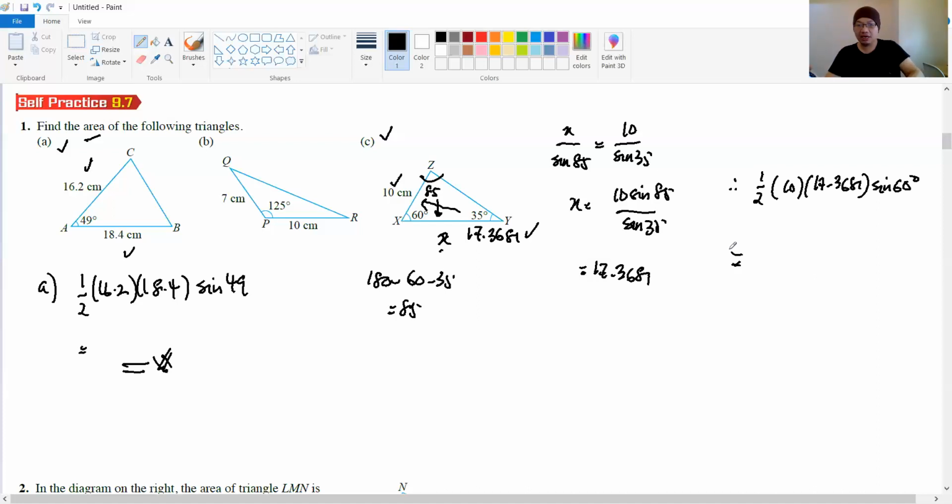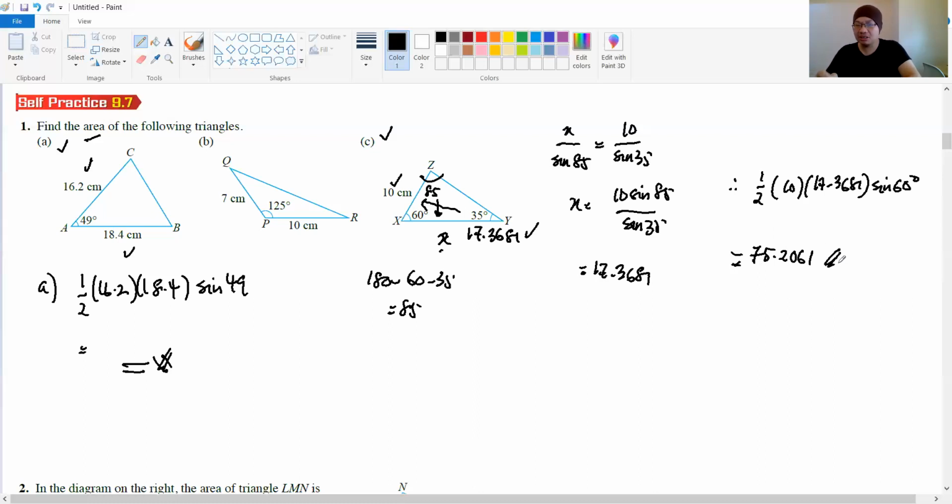Okay, so I round off to 4 decimal places, 75.2061. Maybe your answer and my answer are a bit different, but it's okay as long as the first 3 digits are the same. The first 3 numbers in front. The back 3 numbers don't matter, they can vary.